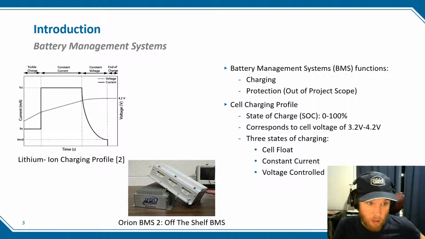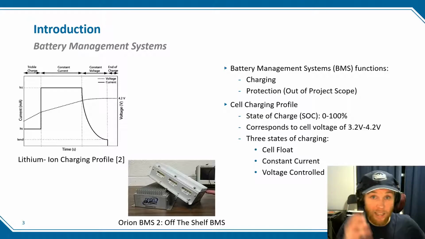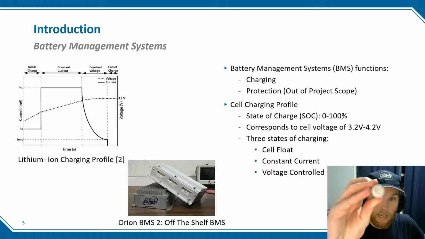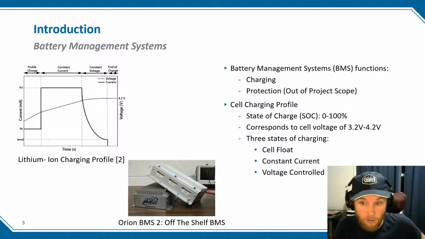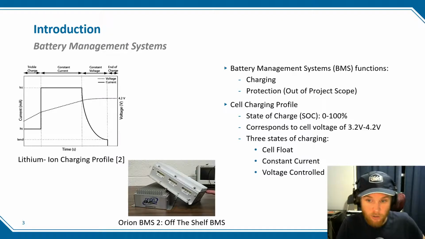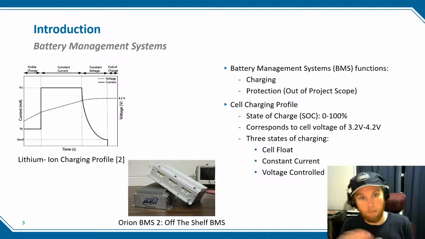There are 3 stages of charging. First, cell float, right in the beginning when the cells are near 0% SOC. They're trickle charged at about, I think, 100 milliamps, just to get the plating on the cathode and the anode to re-anodize inside the cell. Then the constant current phase, where the bulk of the energy is put into the cells. That's also known as the fast charge phase, and it takes the cells from about 10% SOC all the way up to 80% SOC.